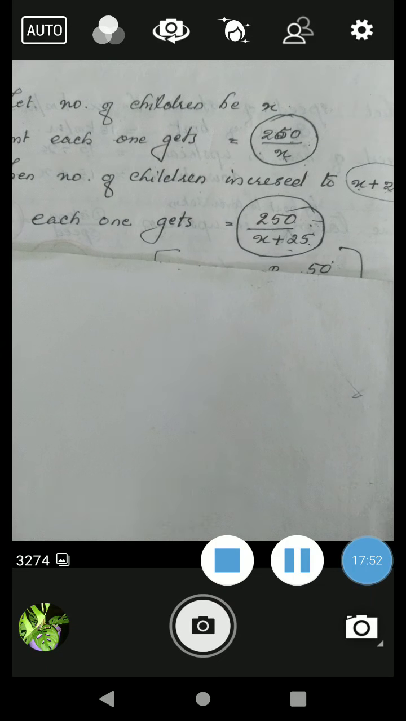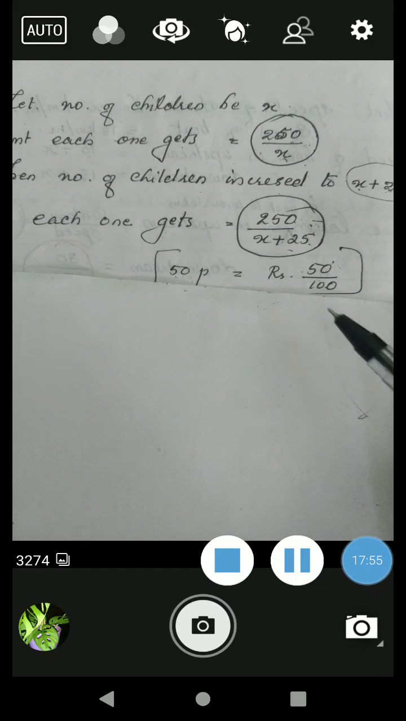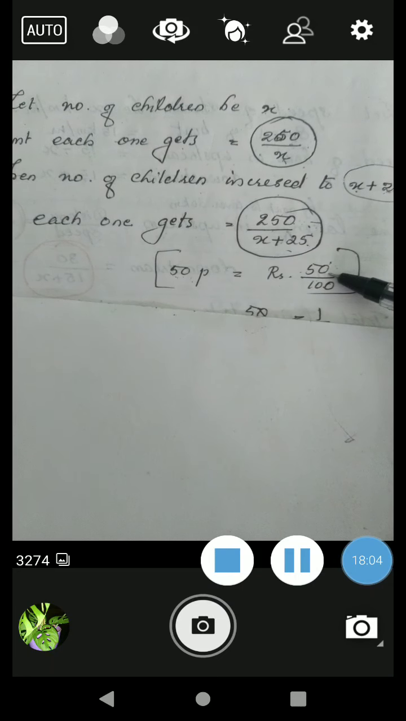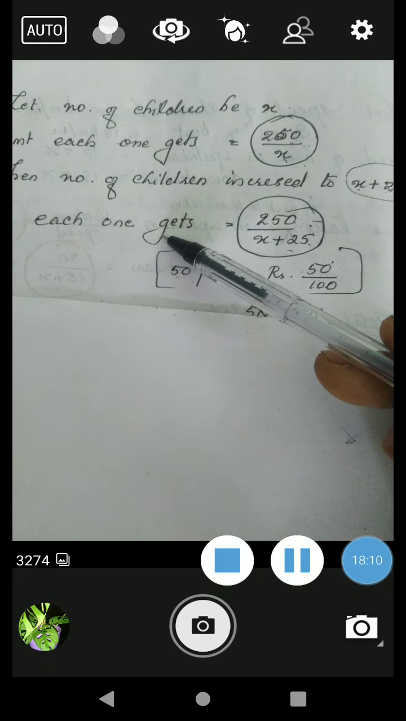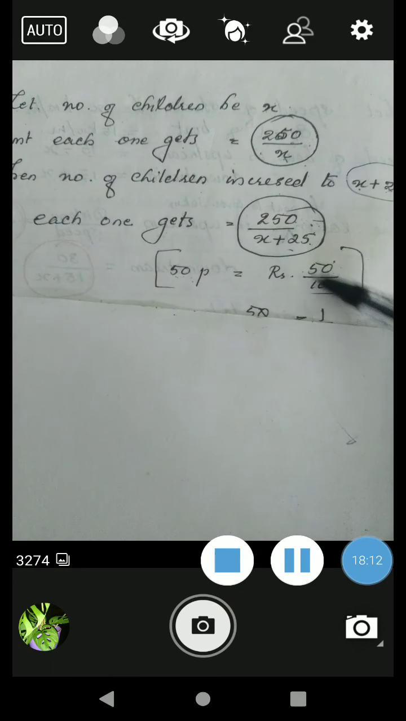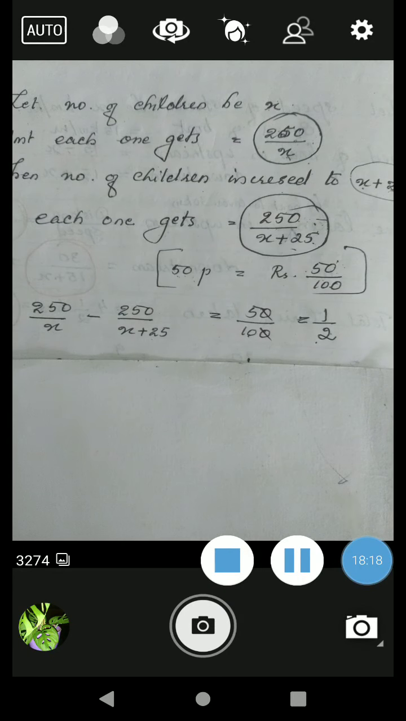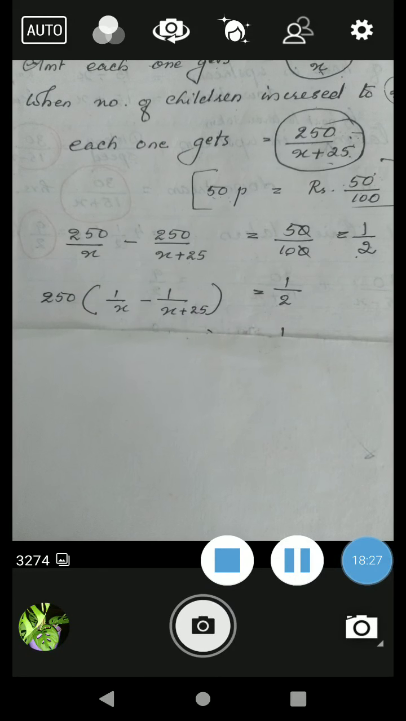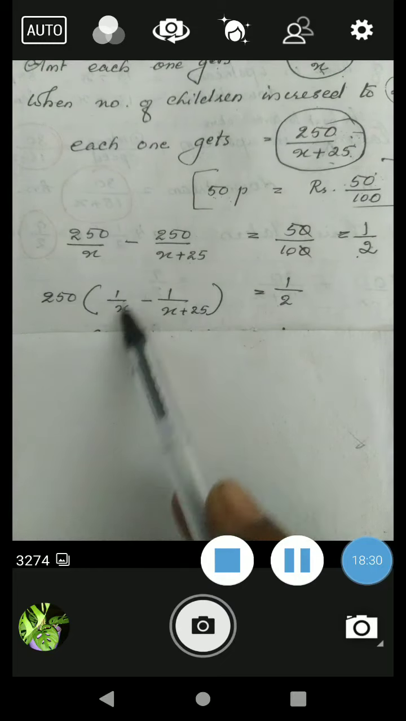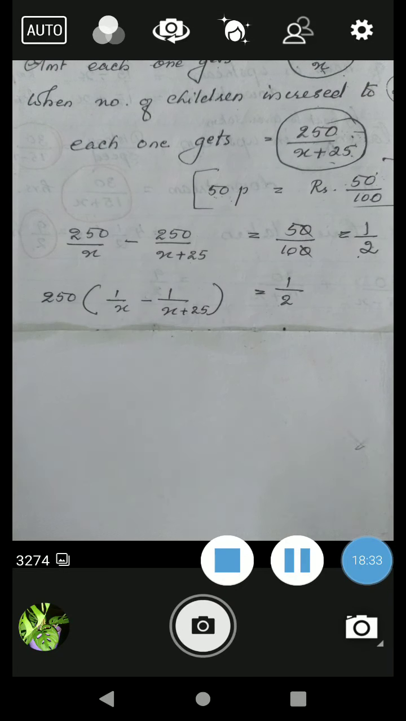And the difference of these two is 50 paise. That is already given. You can convert this 50 paise into rupees. That is 50 by 100. Now you can connect these three things. When number of children increases, amount decreases. Right? Therefore, we can connect these in this way: 250 by x minus 250 by x plus 25 equal to 50 by 100, that is 1 by 2. You can solve it. You can take 250 outside and simplify this bracket. Take LCM and simplify. You can see the steps.